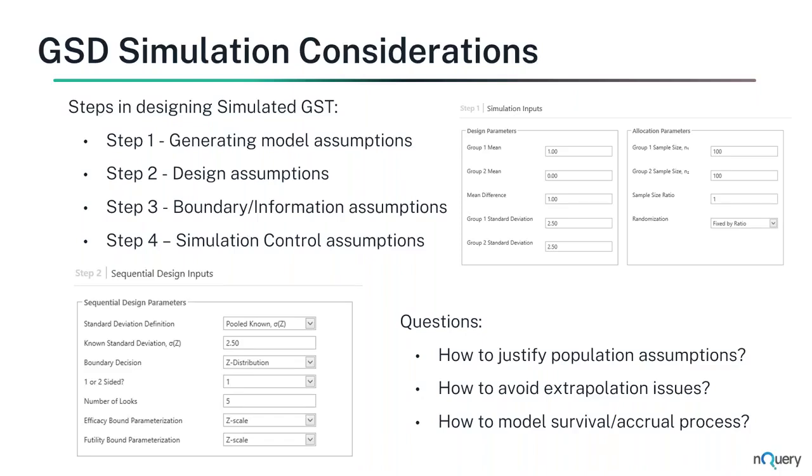So then some of the questions that arise from these steps would be, how do you justify your population assumptions? For example, how do you justify choosing a pooled or unpooled analysis? Like, do you expect your standard deviation to be the same between both groups?